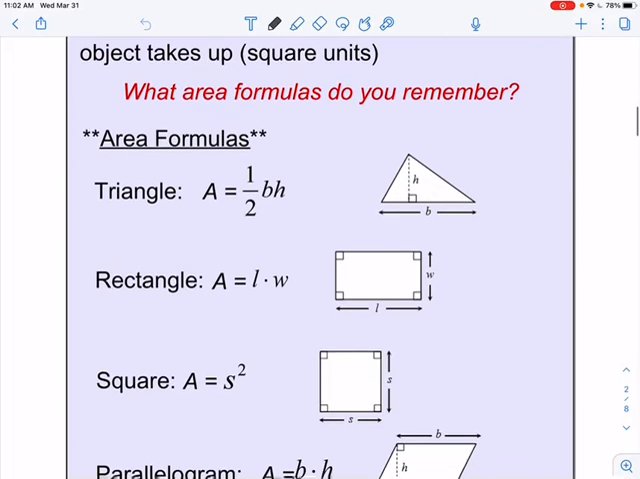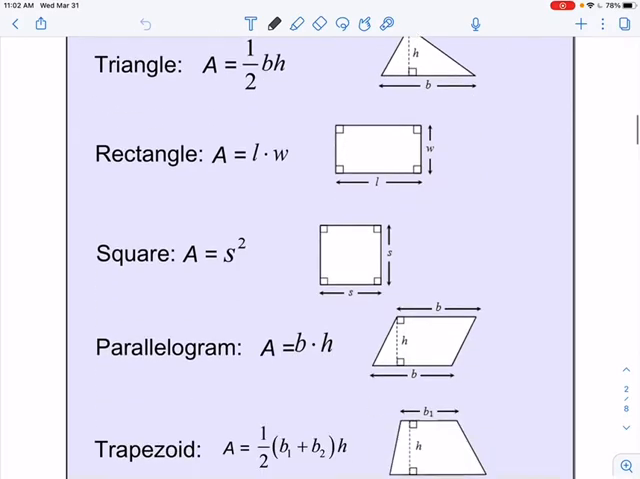So our area formulas: the area of a triangle is 1/2 base times height. And again, keep in mind the height of a triangle is always perpendicular. A rectangle is length times width. A square is side squared. Again, all four sides of a square are congruent. A parallelogram is base times height.